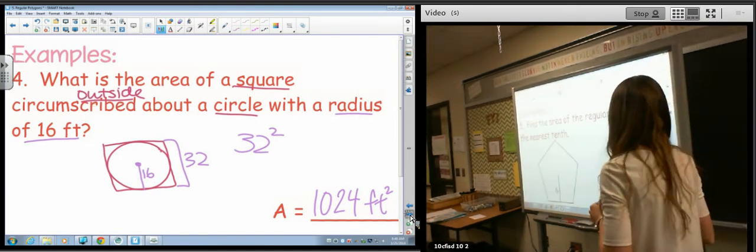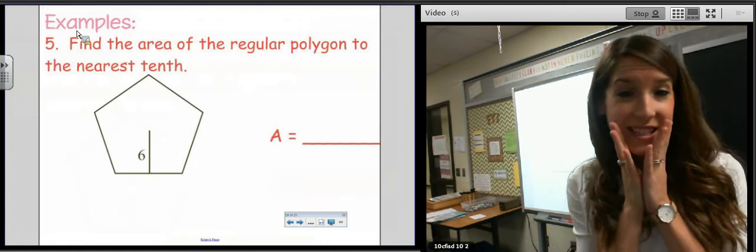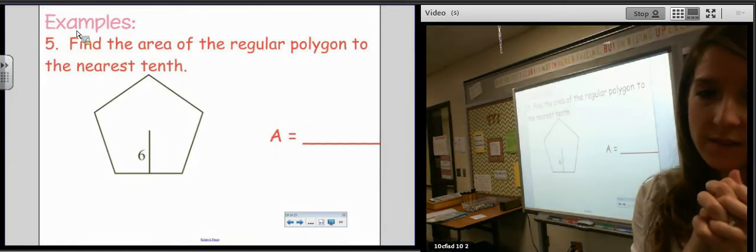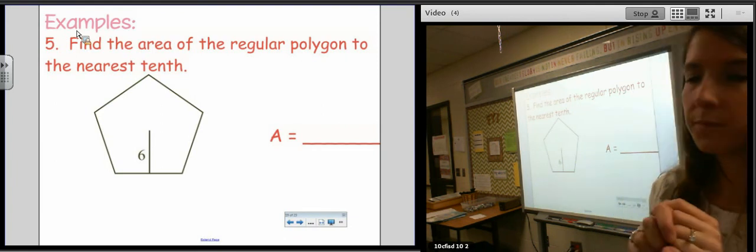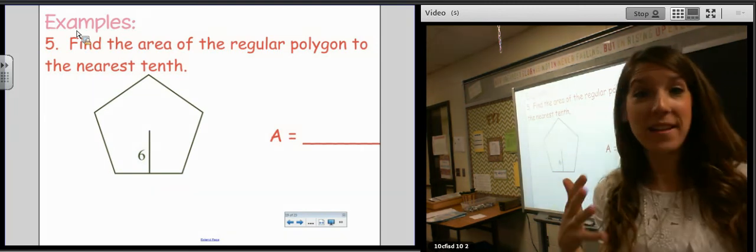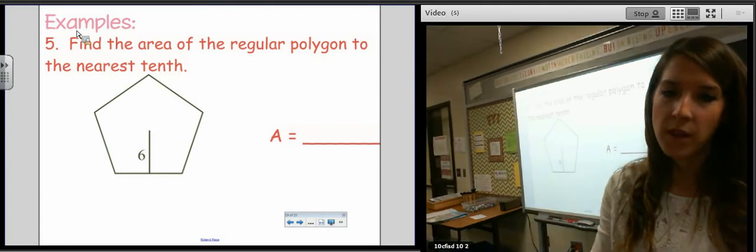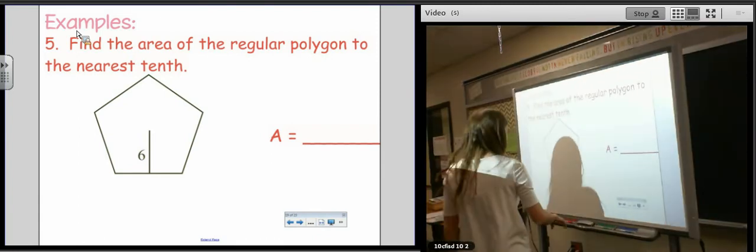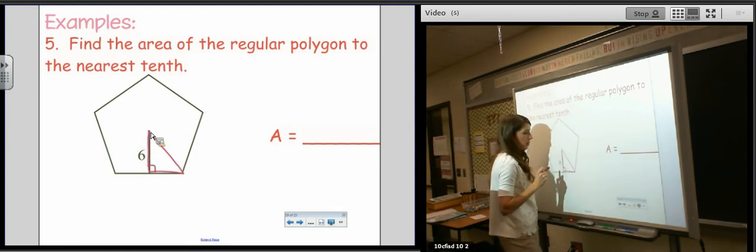Okay, last problem of today's lesson. Here's where we're finally going to use trig, because this is a pentagon. It's not a special one. It's not a triangle, square, or hexagon. Find the area of the regular polygon to the nearest tenth. We've got an apothem. That's great news. But we don't have a perimeter. So we're going to need to find the perimeter. And believe it or not, we're going to have to draw this right triangle, the radius, and that's going to help us find the perimeter.